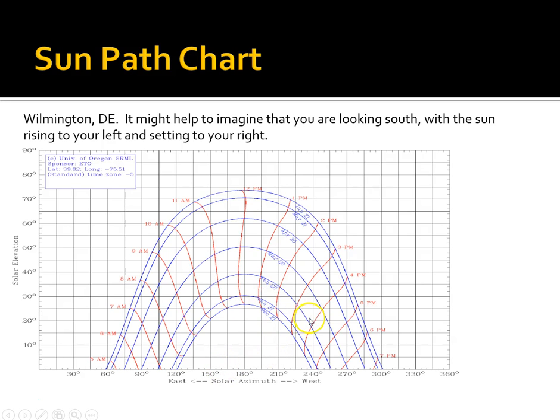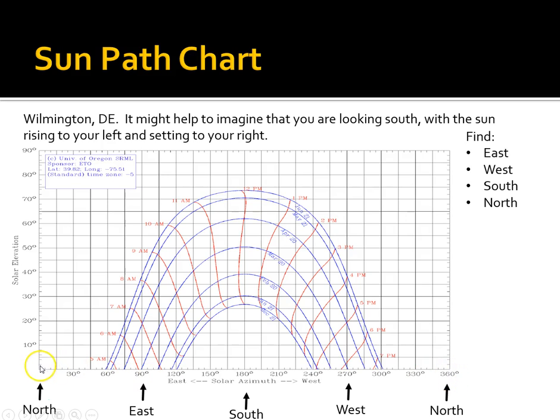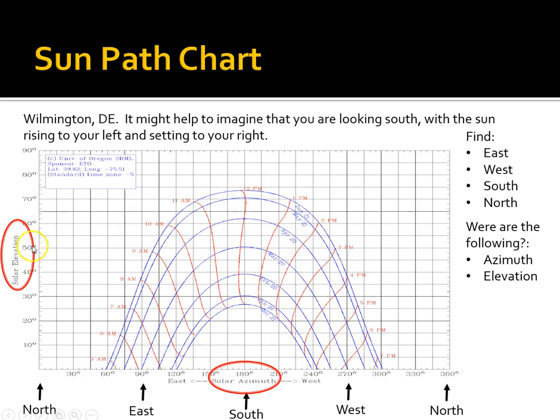Let's just look at the elements. Where's east, west, north, and south on this chart? If you want to press pause, go ahead. Here's east, 90 degrees, if you remember from our compass. West is 270. South is 180. And north is 0, which is not indicated here, but that's north, as well as 360. So how do we know the azimuth and the elevation? Elevation is on the y-axis and the azimuth is on the x-axis.